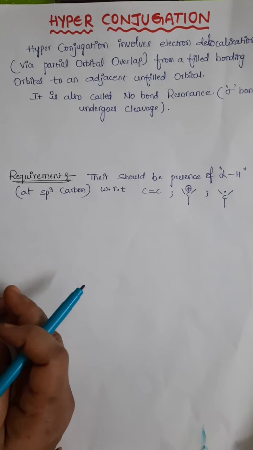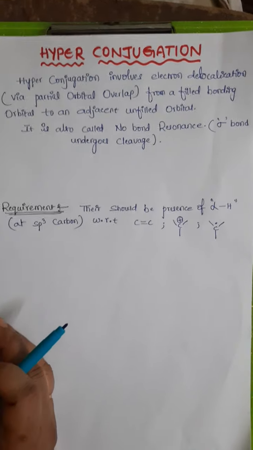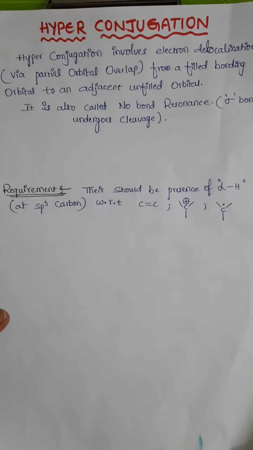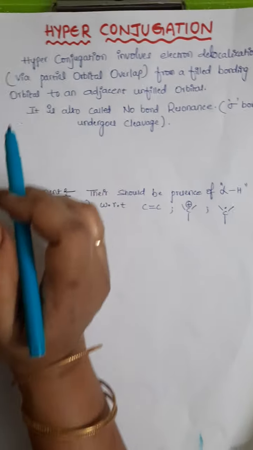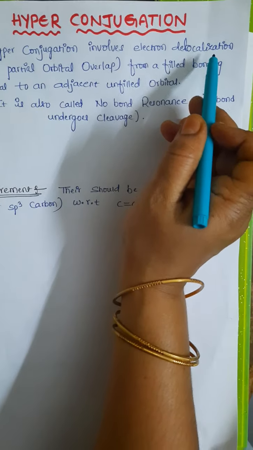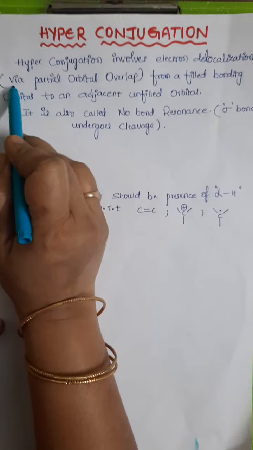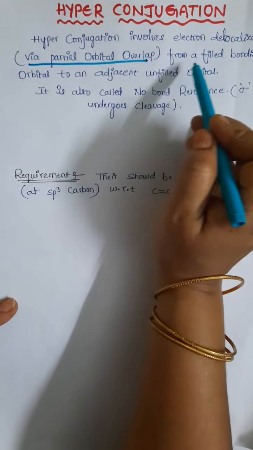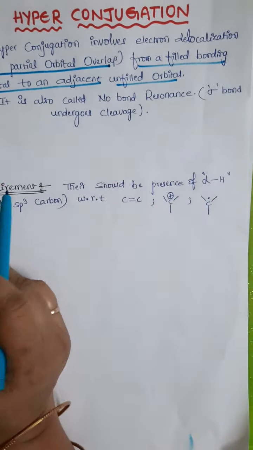Hi students, in this session I am going to explain hyperconjugation. This is also one of the electron displacement effects. Let us see the definition. Hyperconjugation involves electron delocalization via partial orbital overlap. This is the important point, students: from a filled bonding orbital to an adjacent unfilled orbital.